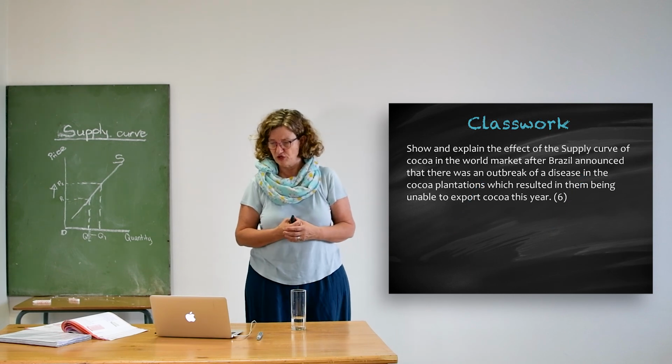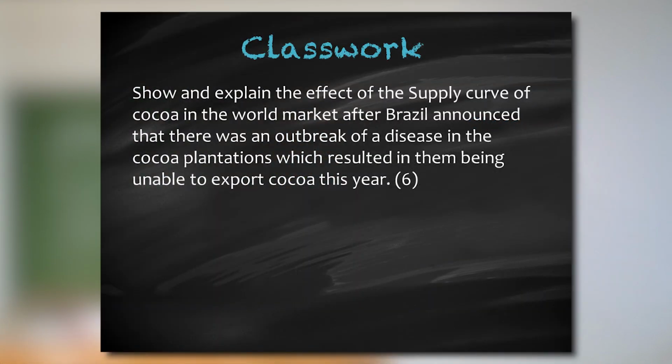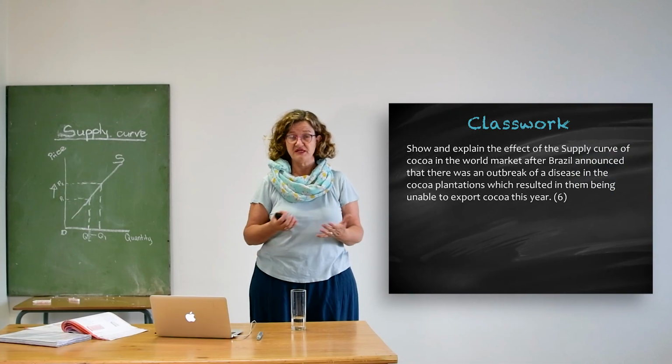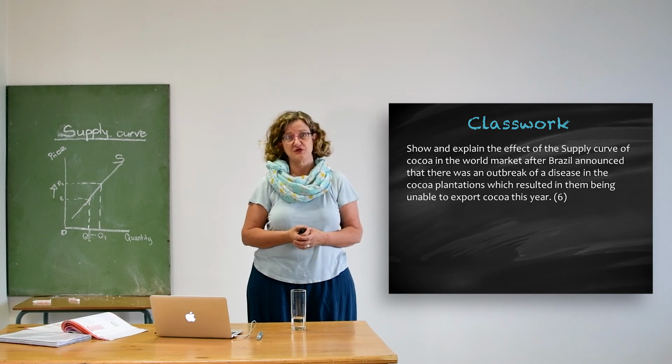Okay, the next is a classwork question. It says: show and explain the effect on the supply of cocoa in the world market after Brazil announced that there was an outbreak of a disease in their cocoa plantations, which caused them to be unable to supply cocoa this year. So you see, because of this disease, there was a decrease in the supply. How do you indicate a decrease in the supply? You must show that, and then you must also explain what happened and what the causes of that are.